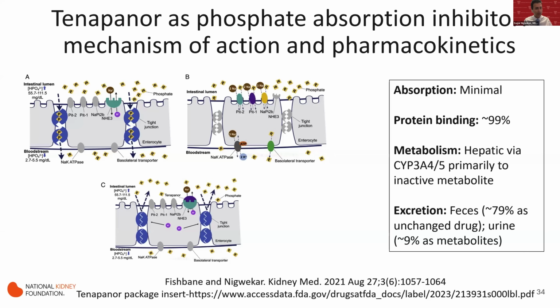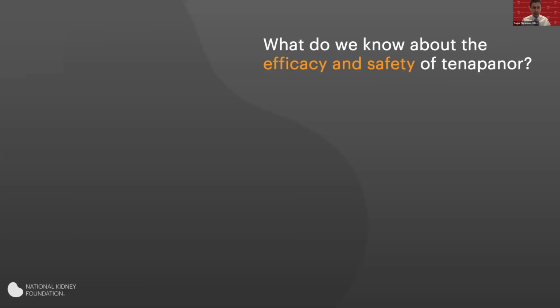The protein binding level is around 99%. Metabolism is predominantly hepatic via one of the CYP pathways, and it is metabolized into its inactive metabolite, and the excretion is predominantly into feces. Next slide.